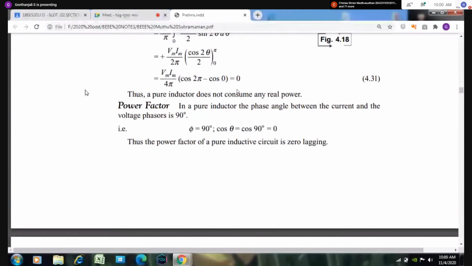So the power factor means the cosine of the angle between the voltage and current. In a pure inductor, the phase angle between the current and voltage phasor is 90 degrees. So the angle phi is 90 degrees, cos 90 is 0. So the power factor for the pure inductive circuit is 0.